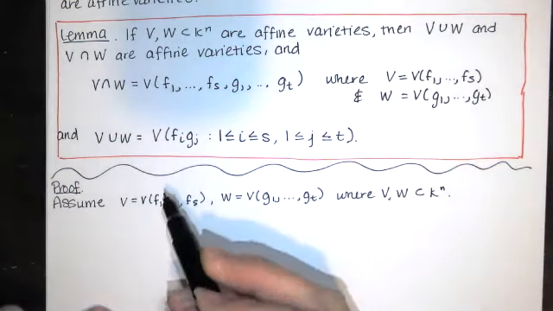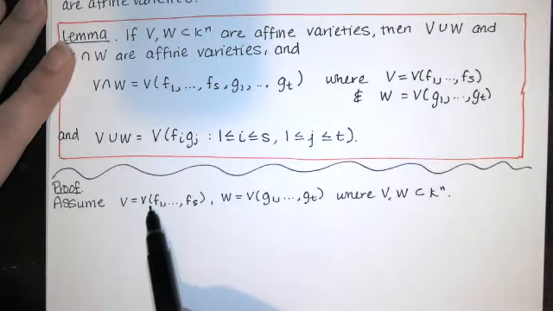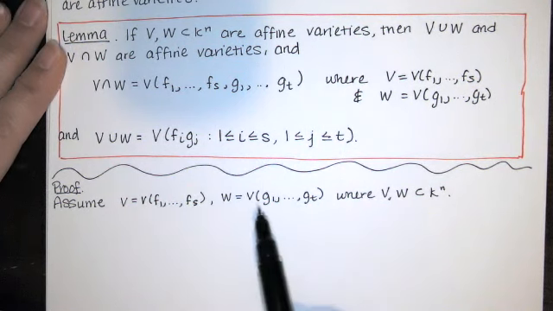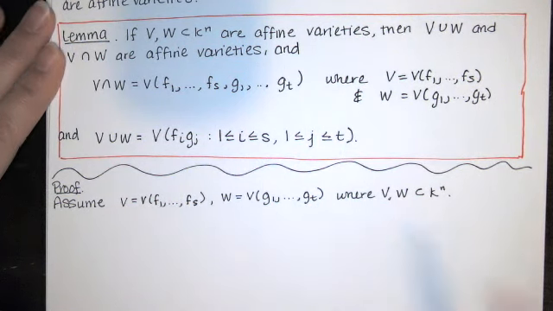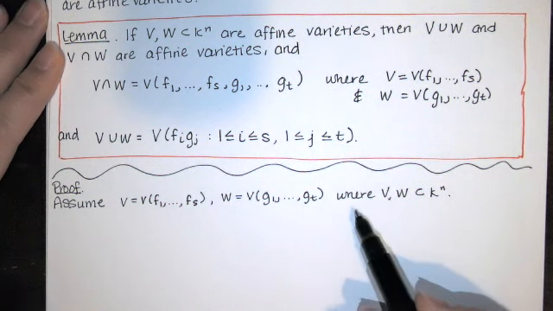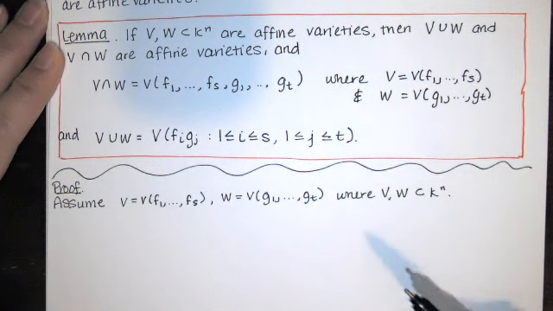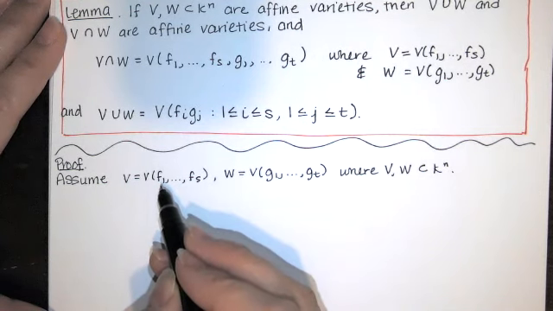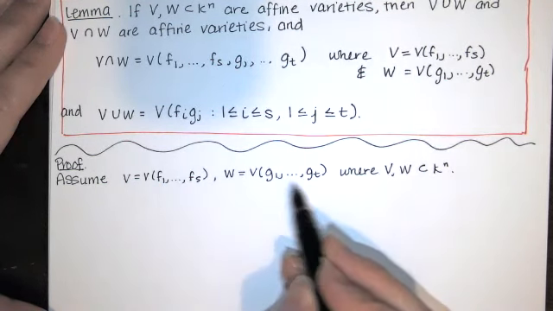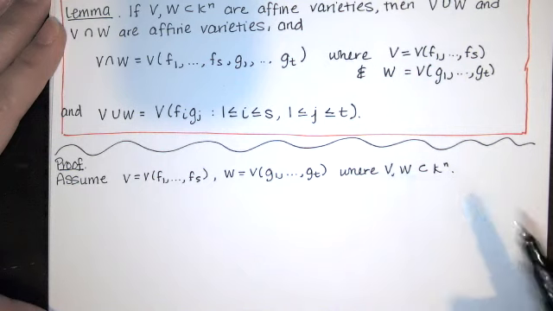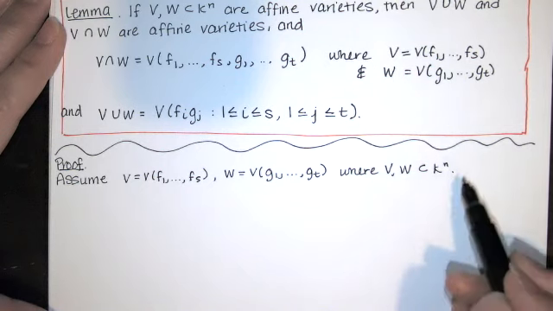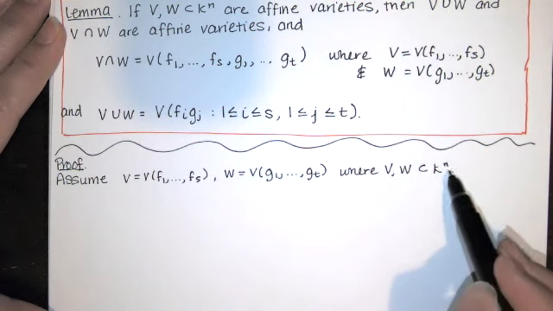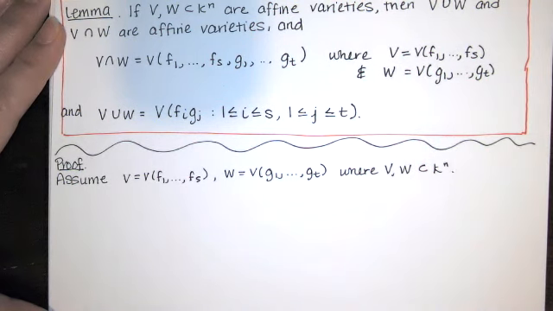Okay, so first we're assuming that V is the variety defined by these polynomial functions, and W is the variety defined by those polynomial functions. And the solutions are in n-dimensional affine space. So that means that these functions, f sub 1 through f sub s and g sub 1 through g sub t, are all functions of n variables, which we'll call x sub 1 through x sub n, because the solution sets are in n-dimensional affine space.